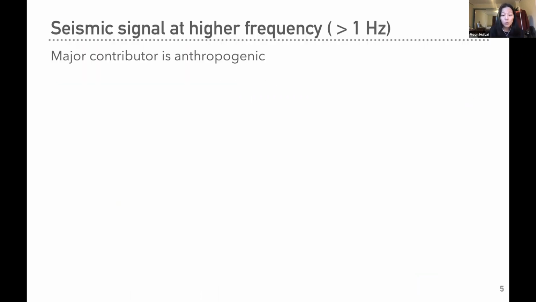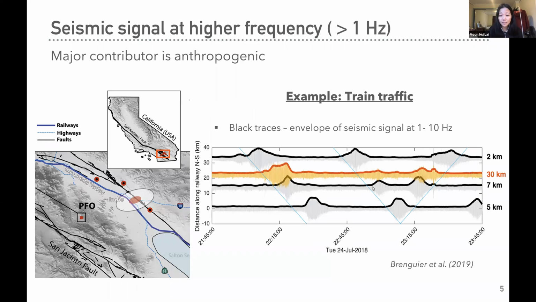But we are also interested in understanding processes that produce seismic signals at higher frequency, above 1 Hertz. For many of these signals, the major contributor is often anthropogenic, meaning human-induced. For instance, we can see this great example of railways in Southern California, which is the blue line. There are also several seismic stations marked in red on the map. The plot on the right shows seismic traces at different distances along the track over a few hours. The train motions generate strong seismic signal from 1 to 10 Hertz, which is marked by the gray traces.